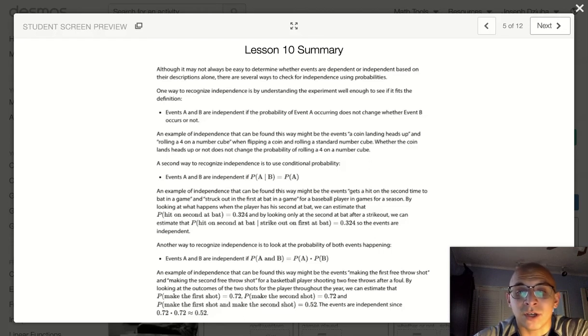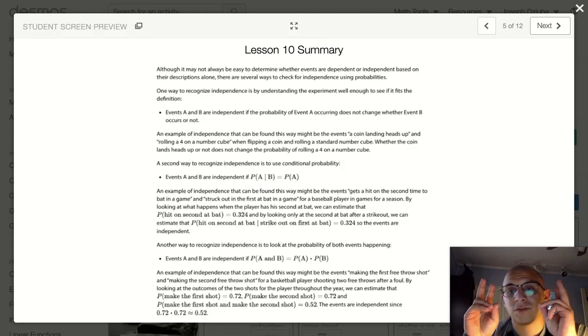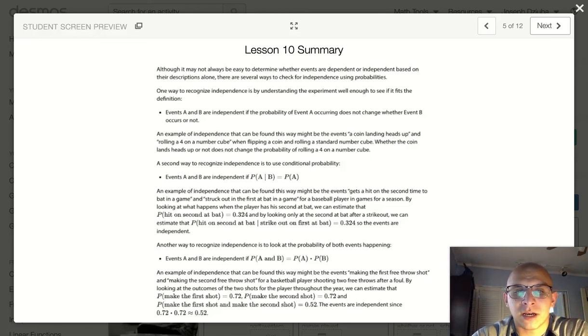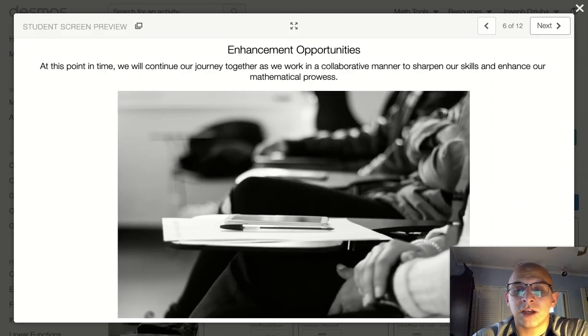And that's it. We're at the end of the unit, so there's not much in terms of new content being shared as much as there is old content being reinforced and refined. So I strongly encourage you to read the Lesson 10 summary before pausing with the enhancement opportunities.